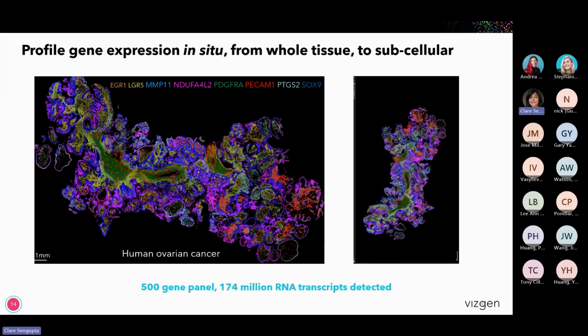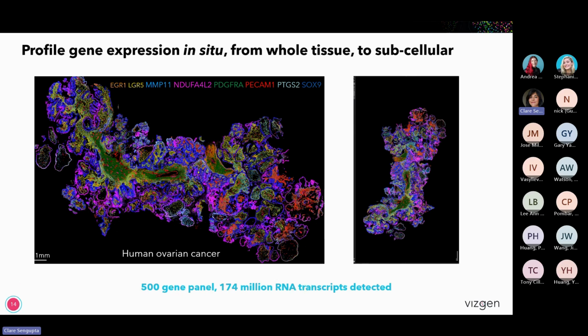Just to give you another idea of what this data actually looks like once all of this process is completed, on the left here we have an image of human ovarian cancer. There are 8 example genes pseudocolored in this larger magnification image, and you can see the added information that not just knowing the identity of the genes, but also their spatial representation, adds to this data set. This is a 500 gene panel. 174 million RNA transcripts were detected here.